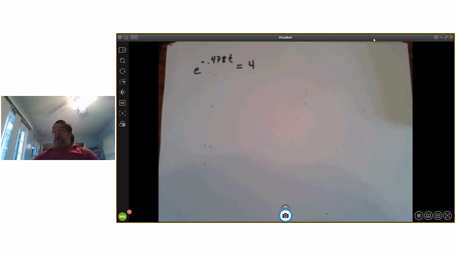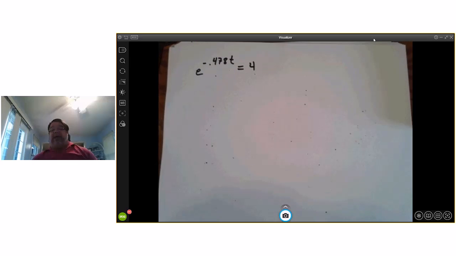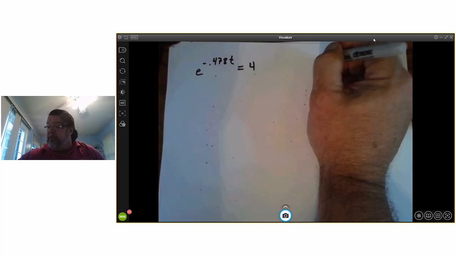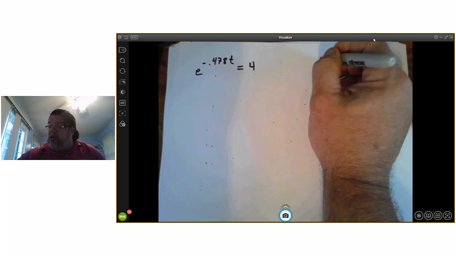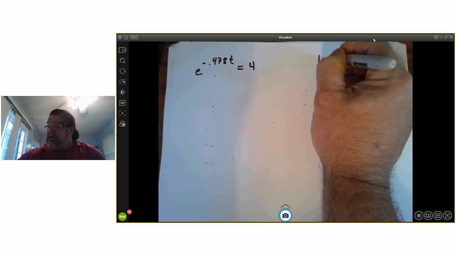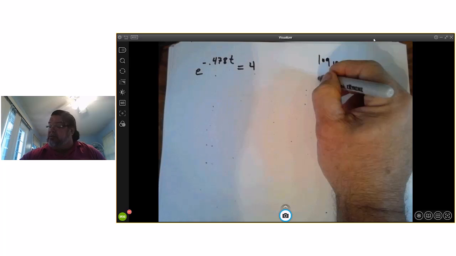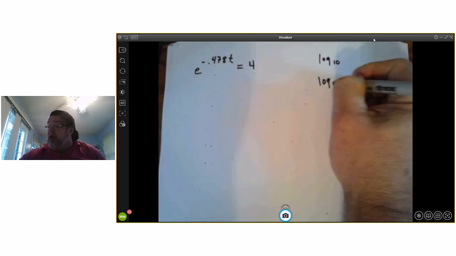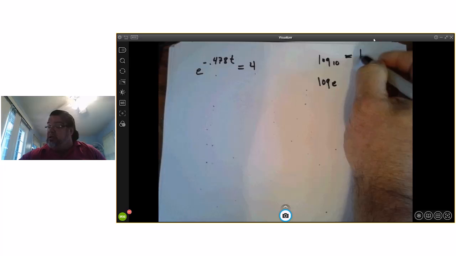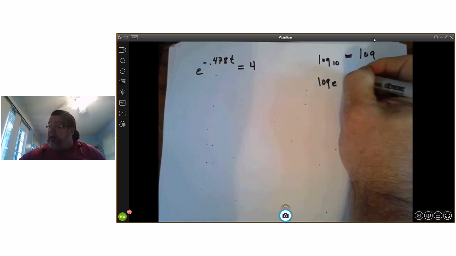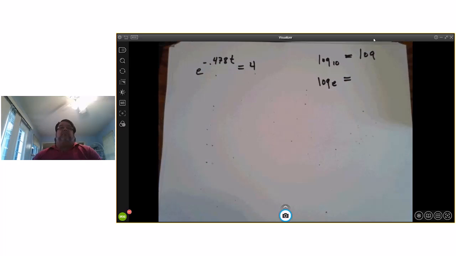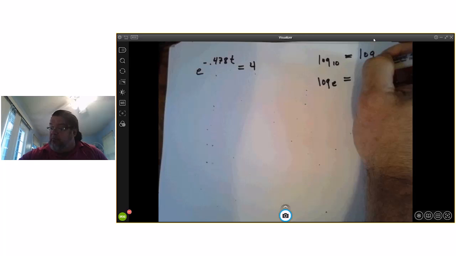All right, so I'm going to take the log of both sides. Now, when you have an E, remember, I'm going to go over here and refresh your memory. What are your two logs? Log base 10 and log base E. Log base 10 is LOG. What is log base E? Log base E is called the what?